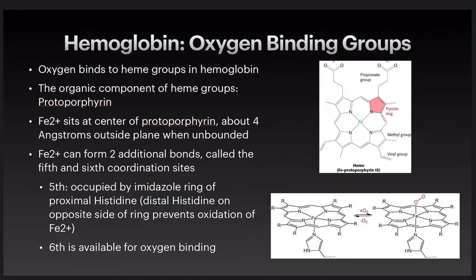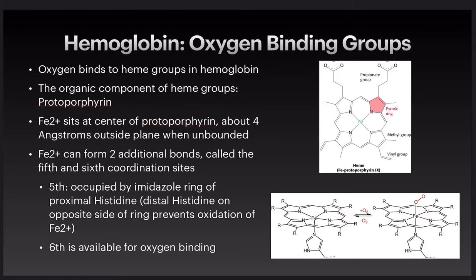So moving on. Oxygen binds to heme groups in hemoglobin, as I mentioned before. The organic component of these heme groups is called protoporphyrin. Fe2+ sits at the center of this organic component and is about 4 angstroms outside the plane when it is not bound to oxygen. It can form 2 additional bonds called the 5th and 6th coordination sites. The 5th coordination site is occupied by a histidine residue, and the 6th is available for oxygen binding.